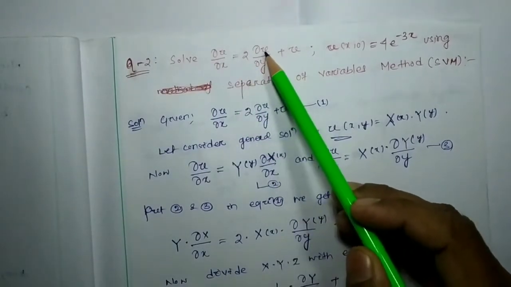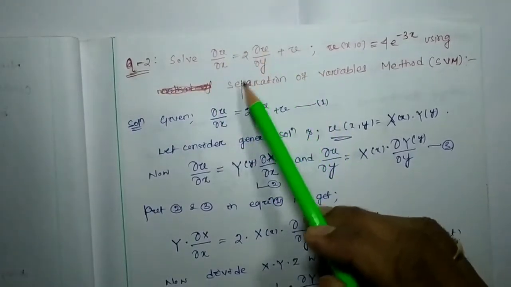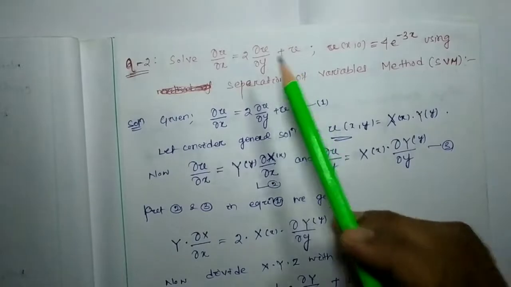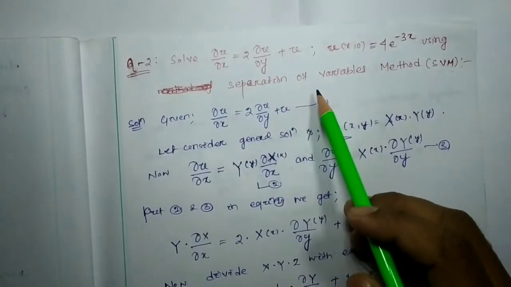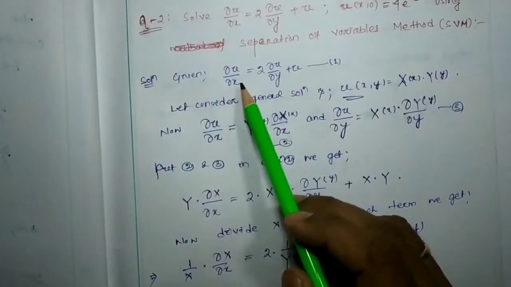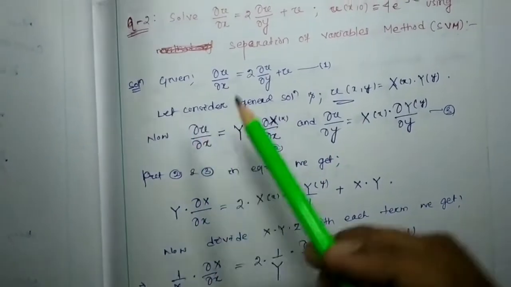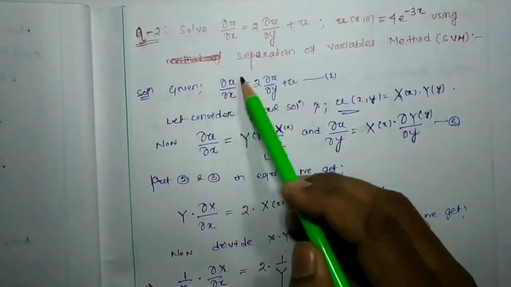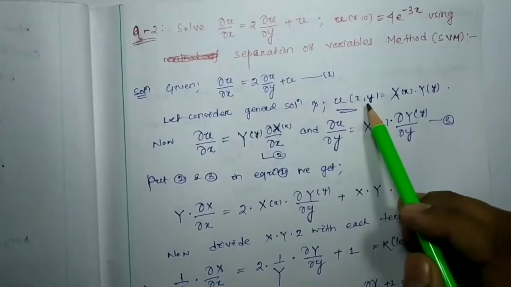del u by del x equals 2 into del u by del y plus u. From this differential equation given in the question, one can analyze that u is a function of both x and y. So here the solution starts: the given differential equation is this one, and it is clear that u is a function of both x and y.